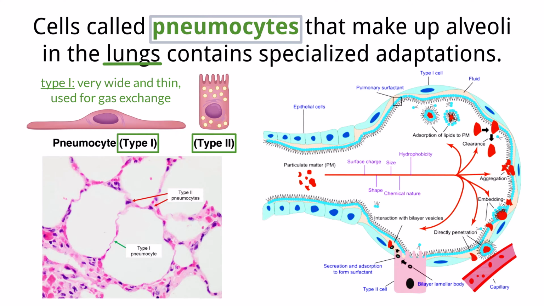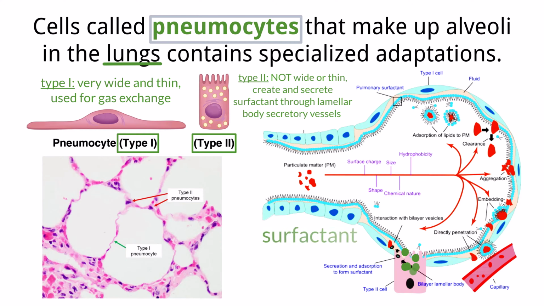Type 2 pneumocytes are not thin and instead take on more of a traditional cuboidal cell shape. The function of these cells is to create and secrete a substance called surfactant that gets pushed to the apical surface, lining the alveolus and holding in a film of moisture.